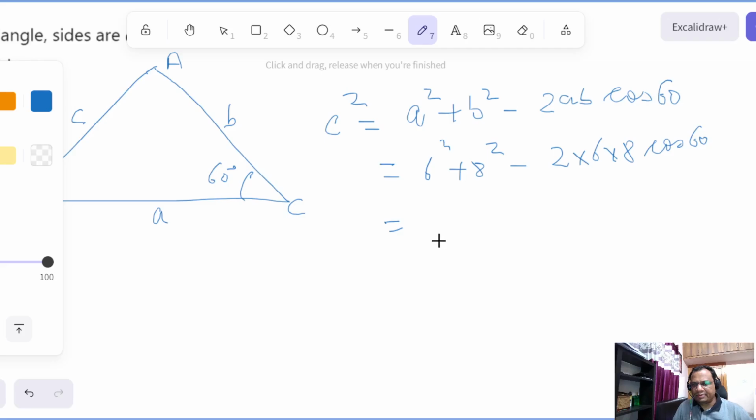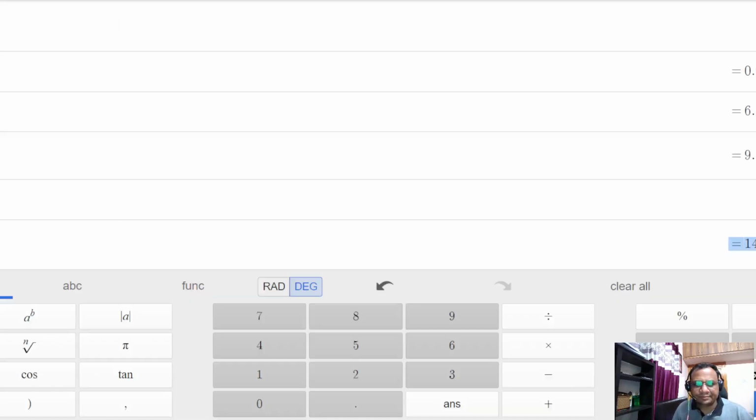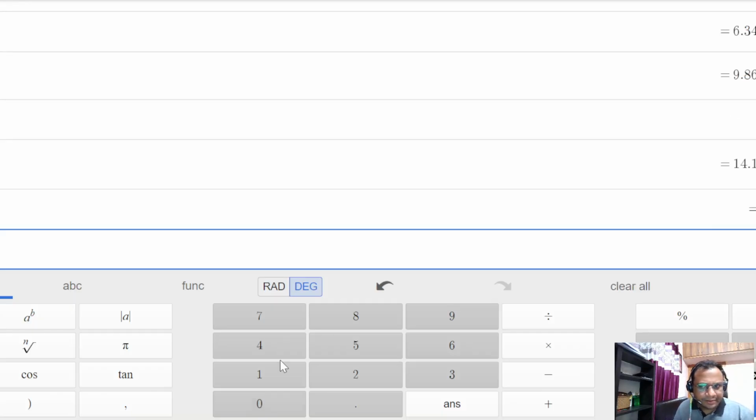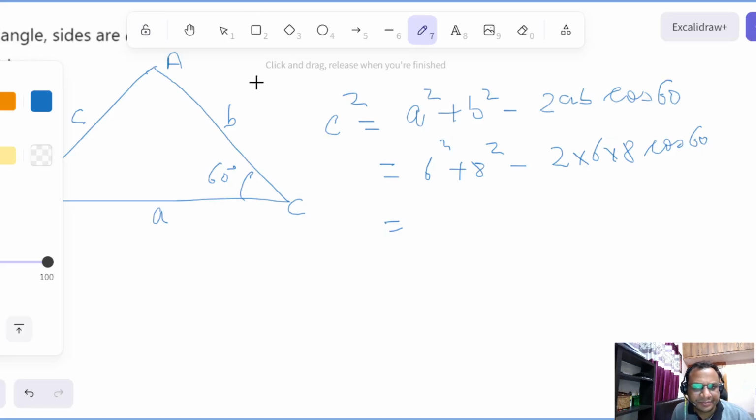So that will come out to be, you can find cos 60, which is half. Or else you can also remember these values, as I told. 0, 30, 45, 60, and 90 are very commonly used angles.